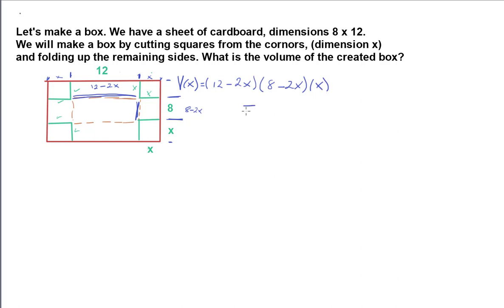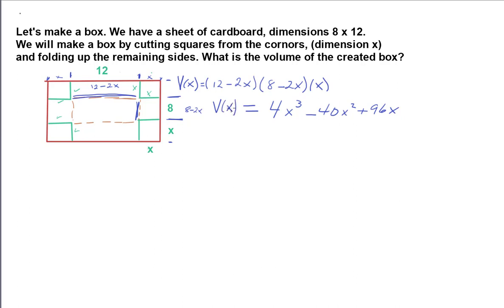Now, you, I'm sure, know how to multiply that, but I did it earlier, and I'll just do it for reference right now. 4x cubed minus 40x squared plus 96x. So that is v of x.